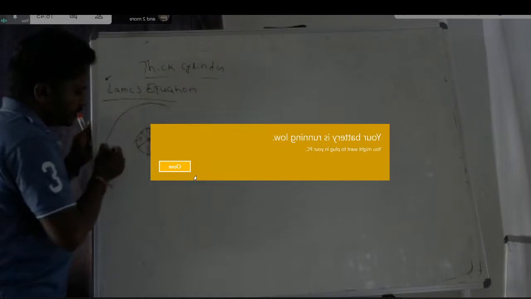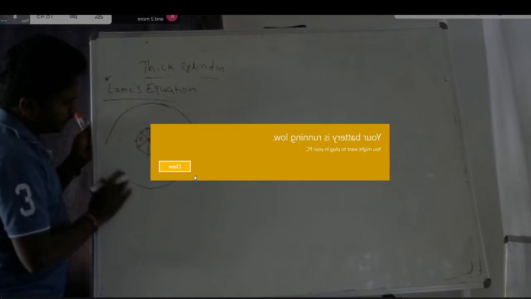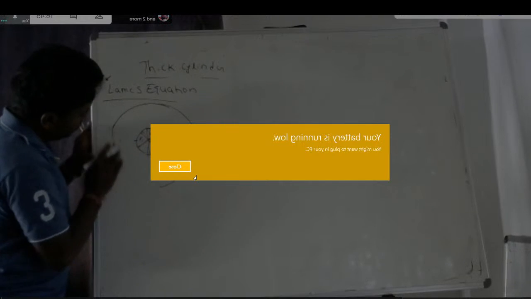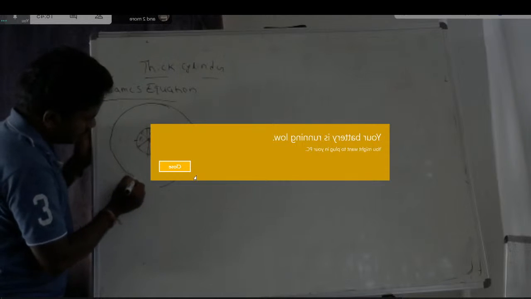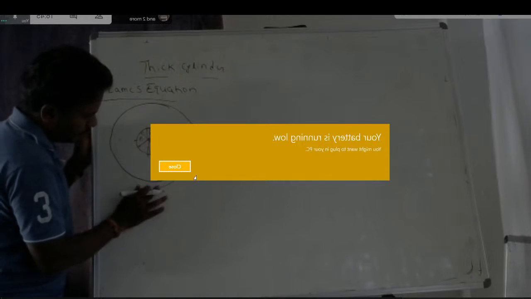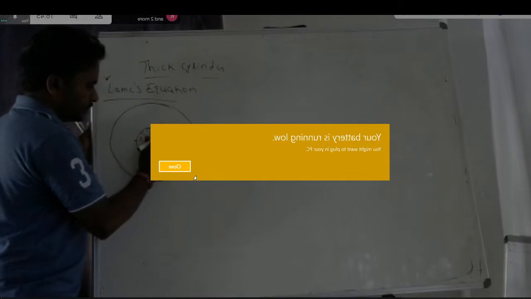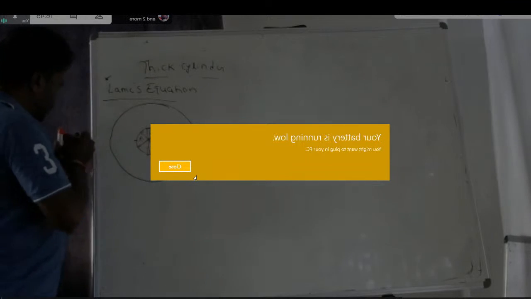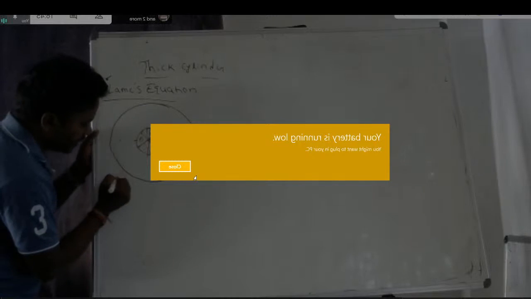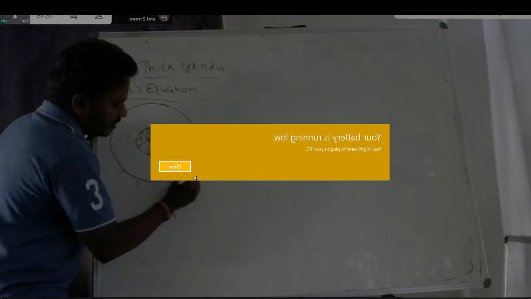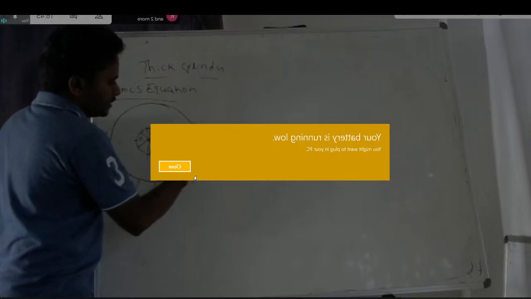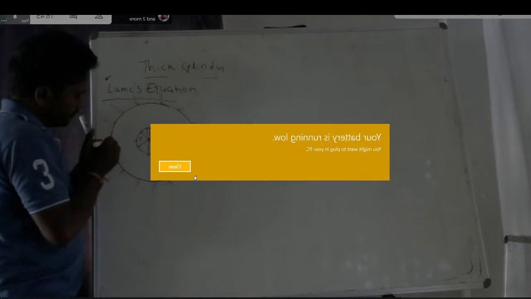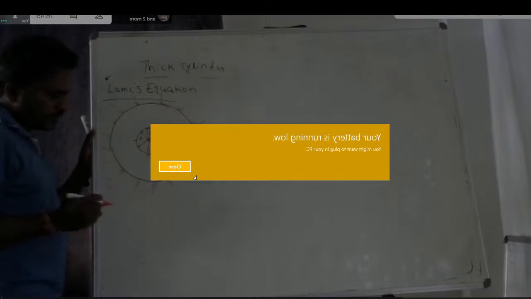I will write the figure still. Hope it looks circular. I don't have a compass. So this is the outer radius R naught. This is the inner radius. Now the pressure is acting outside also on the outer radius. That pressure is called P naught, radially in all directions, like this. This is P naught.